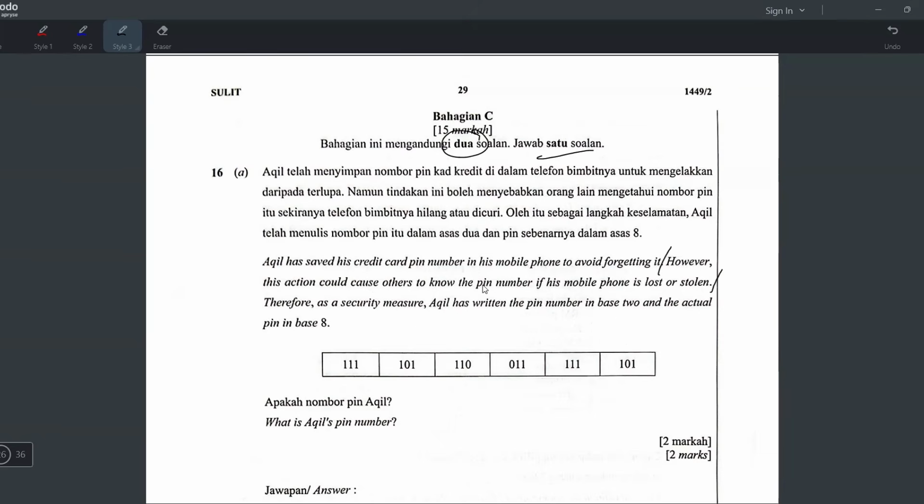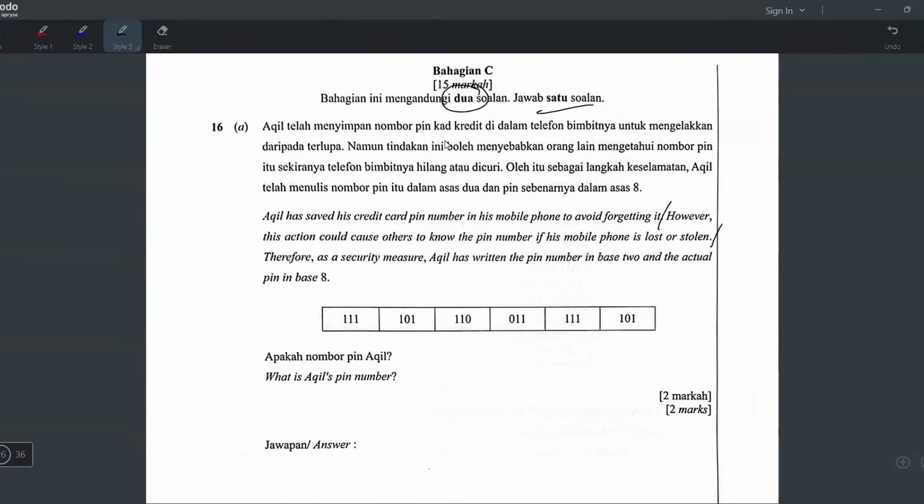Oh my god, this guy is insane. Okay, okay. So it's like he changed his PIN number to base 2. Wow. And the actual PIN in base 8. Wait, what? Sebagai langkah keselamatan, Akil menulis nombor PIN itu dalam asas 2 dan PIN sebenar dalam asas 8.